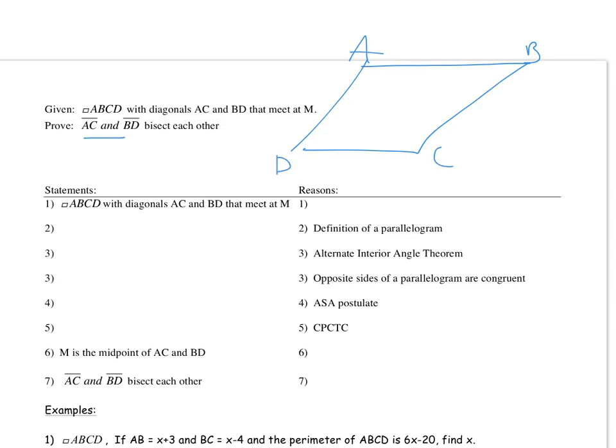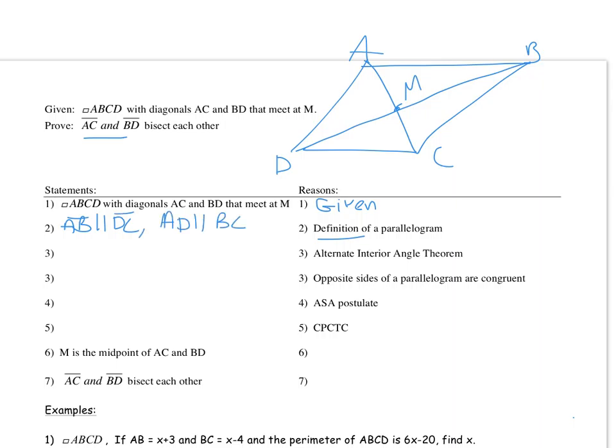And this time I'm trying to prove that AC and BD bisect each other. So they tell me to draw the diagonals, that they have the diagonals AC and BD, and they meet at point M. And that is all given. Step 2 is going to be the definition of a parallelogram. So once again, AB is parallel to DC, and AD is parallel to BC. So we know the opposite sides are parallel.